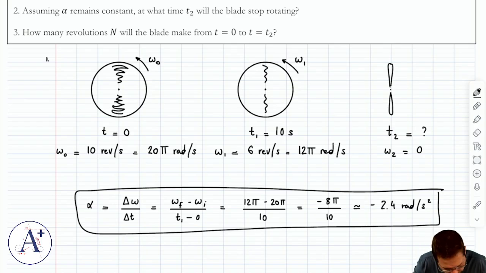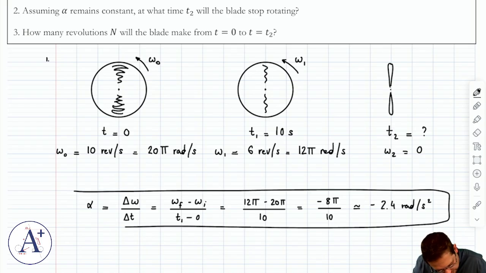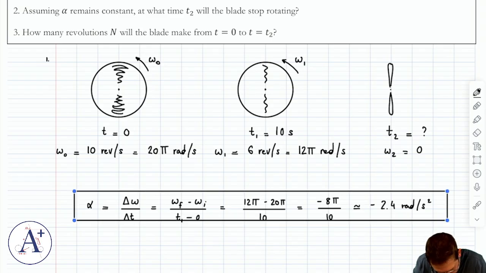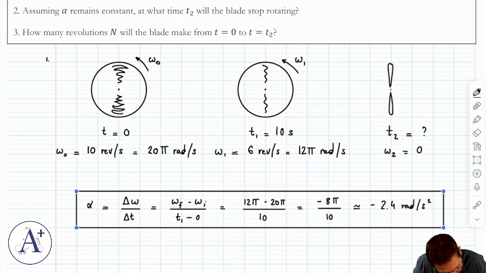That makes sense. If omega 0 is positive, and I say that it's counterclockwise, then alpha is negative, which means it's clockwise. Acceleration being in the opposite direction from velocity means that velocity decreases over time. Every second, the helicopter blade has an omega that decreases by 2.4 radians per second. That's what alpha is telling us.